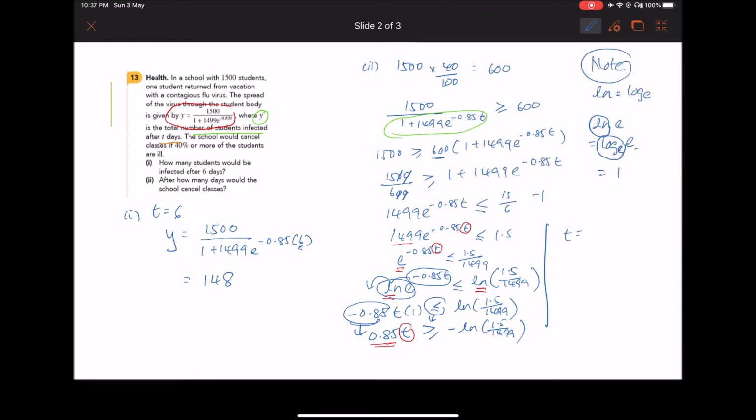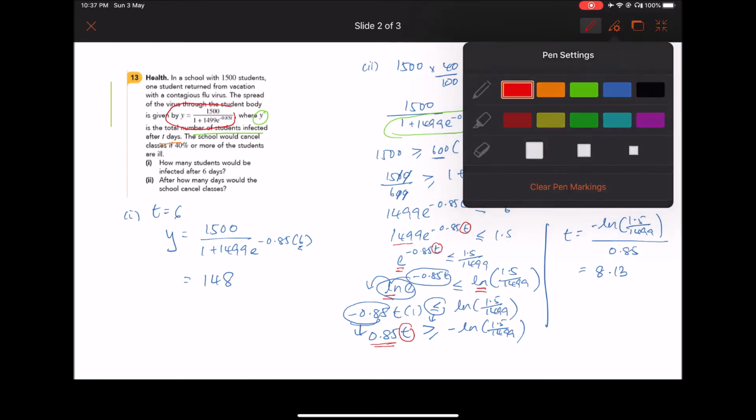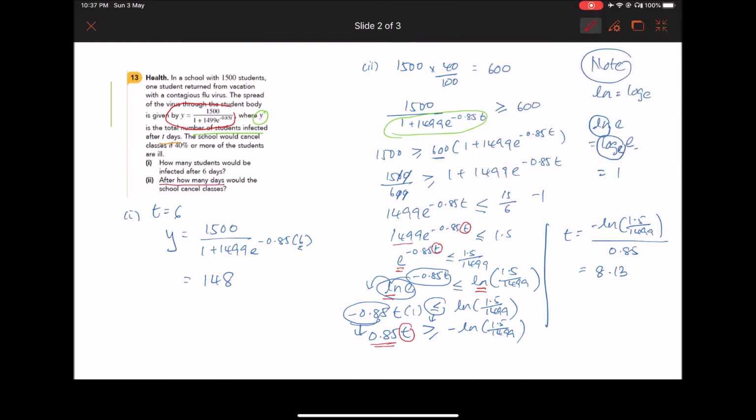t equals negative ln of 1.5 over 1499, whole thing divided by 0.85. Now, when you have done that, you will be able to get it roughly, correct to 3 s.f., as 8.13. Now, this is where the tricky part is. The question says, after how many days?